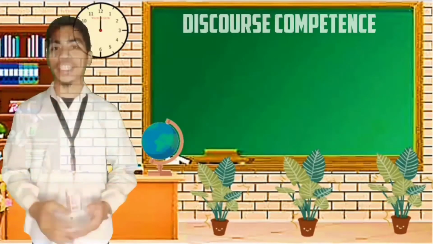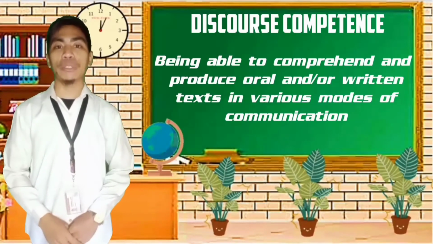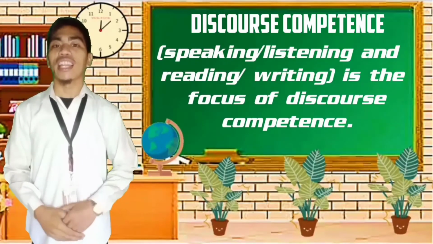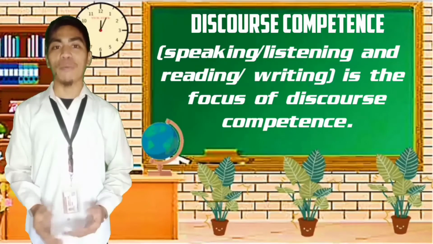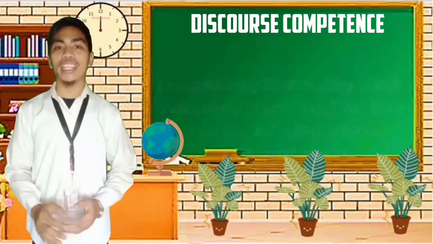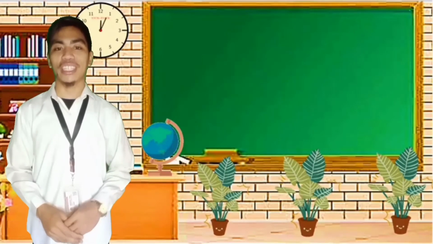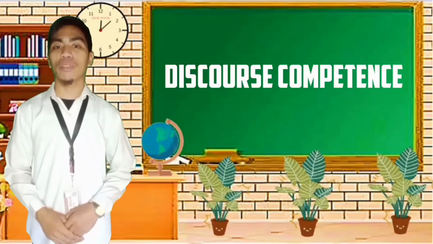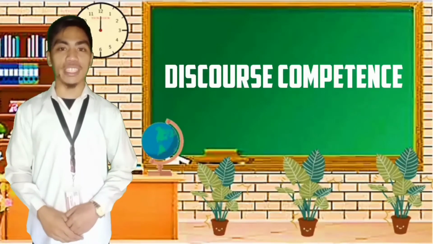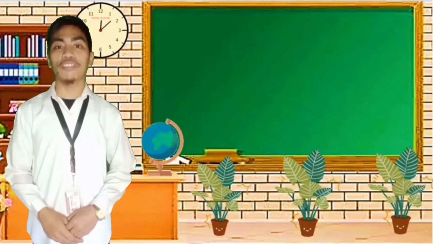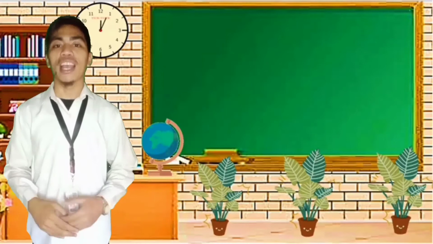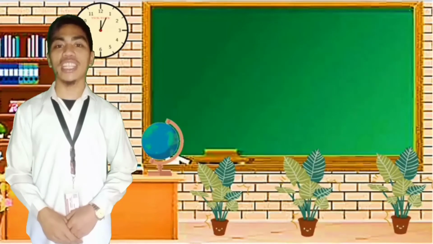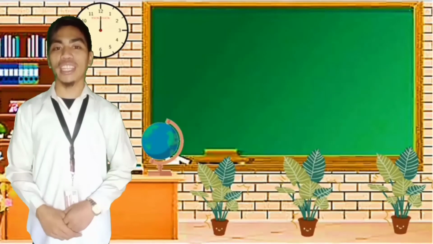The third one is discourse competence, being able to comprehend and produce oral and or written text in various modes of communication. Speaking, listening, reading, and writing are the focus of discourse competence, meaning your comprehension will be tested in this competency. Your ability to communicate and have understanding about what you have been communicating. What will be the focus of this? The speaking skills of yours, in order that you understand what you have spoken. Listening, of course, the way you talk. At the same time, you listen to yourself and listen to another. Reading and writing in the same manner.